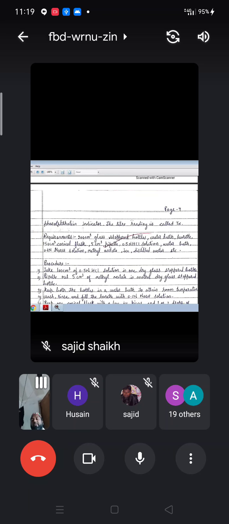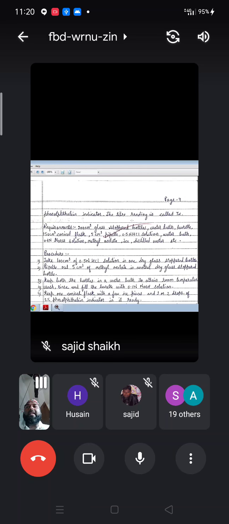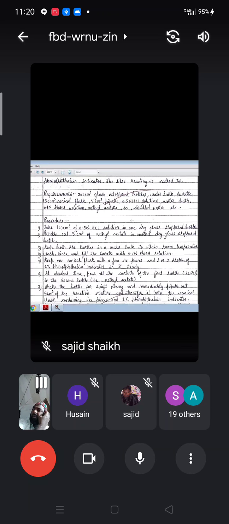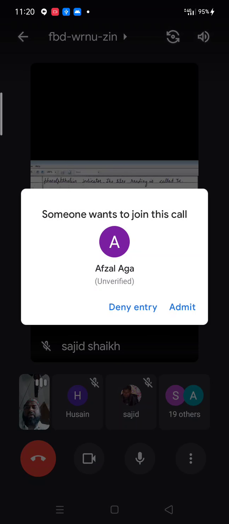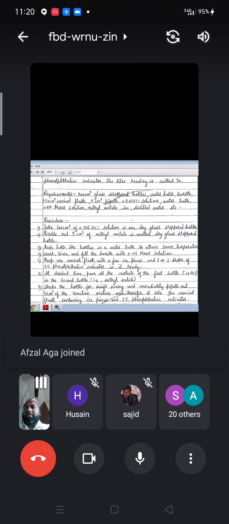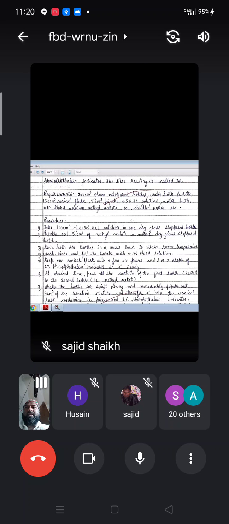The procedure is to take 100 cm cube of 0.5 normal HCl solution in a dry glass stoppered bottle, and pipette out 5 cm cube of methyl acetate in another stoppered bottle. We have to keep both bottles in the water bath to attain room temperature. A water bath is nothing but a container in which water is there. You can take one utensil, add water, and use it as the water bath. Wash, rinse and fill the burette with 0.1 normal NaOH solution. Keep one conical flask with a few ice pieces and 1 or 2 drops of 1% phenolphthalein indicator in it.